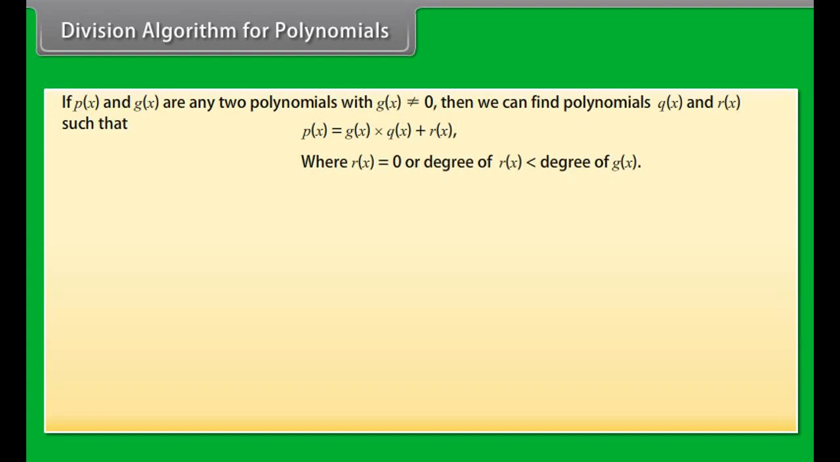Alpha beta plus beta gamma plus alpha gamma is equal to 3 upon 4. Alpha beta gamma is equal to minus 1 upon 4.